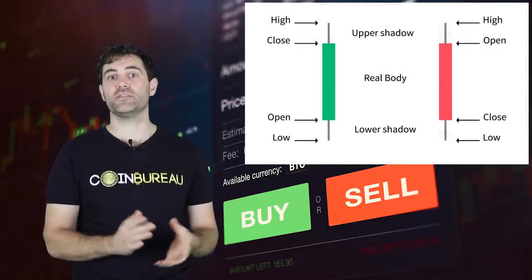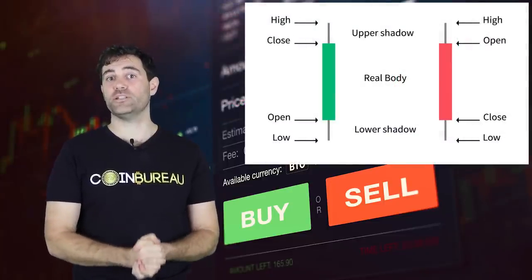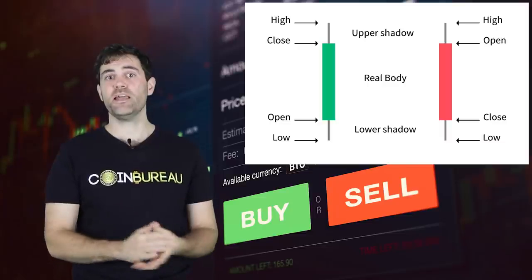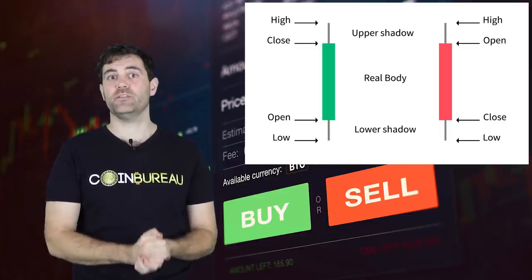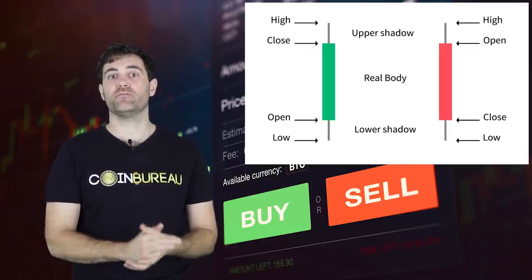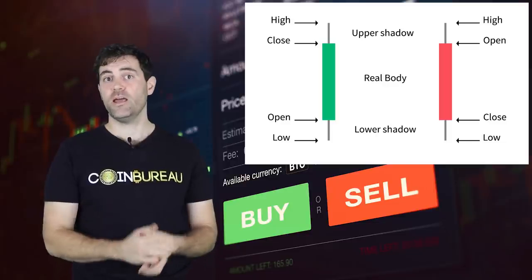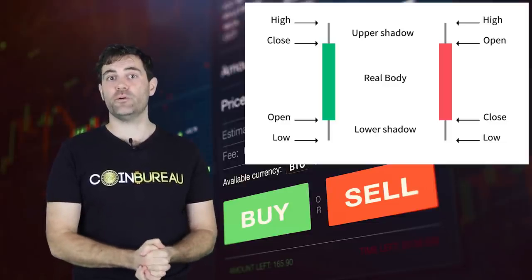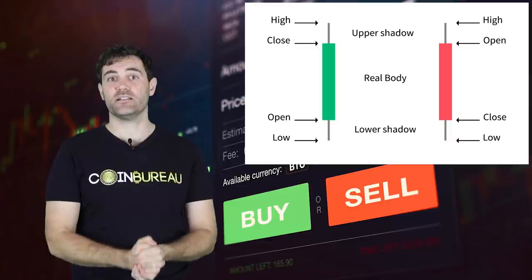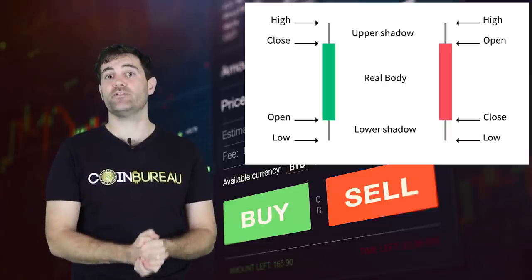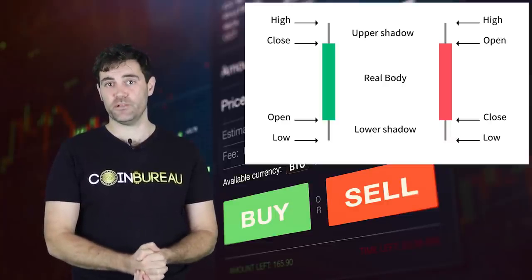Almost all the candles you see will have something called a body and a wick. The body is the thicker part of the candle, and the wicks are those lines you see poking from the top or the bottom. For green candles, the bottom of the body is the price that the trading started at during the time period, and for red candles, it's the top of the body.